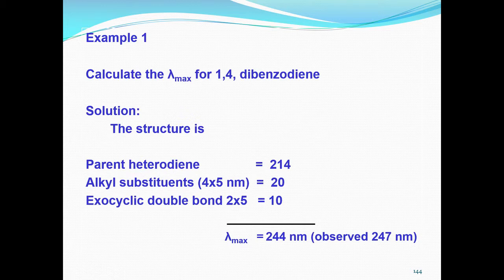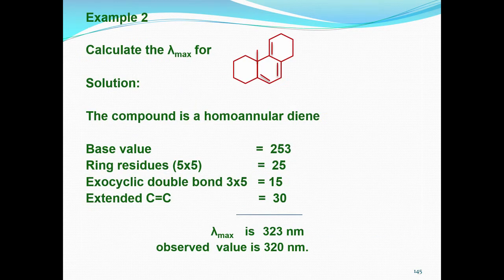Now, I want you to look at the next example, that is this compound. You can see that this compound has got 3 cyclohexane rings and there are 2 double bonds inside the ring and one double bond outside the ring, and there is one alkyl substituent somewhere here. So, when we want to calculate where the lambda max is, we take a base value of 253 because it is a homoannular diene.